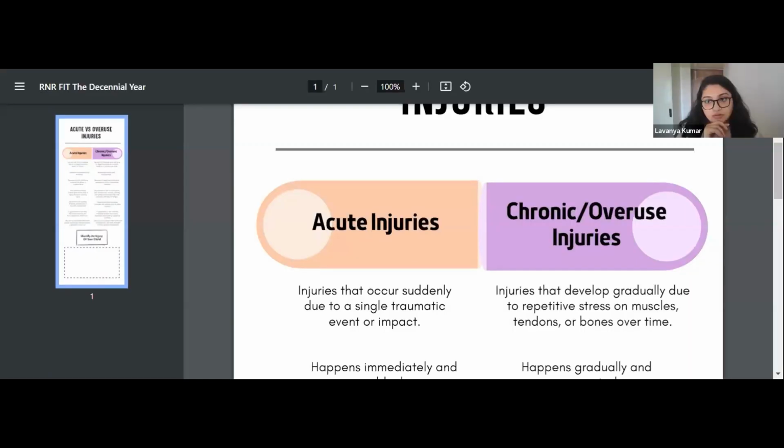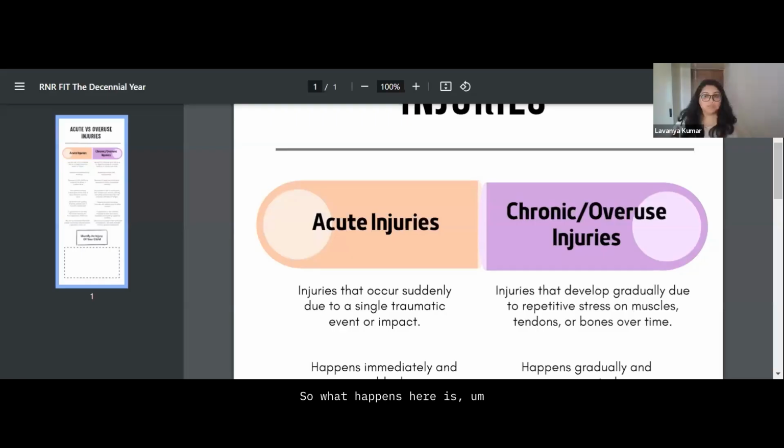What we're going to be speaking about today, and please always go ahead, unmute yourself to ask any questions that you feel you need to, is acute injuries and chronic or overuse injuries.